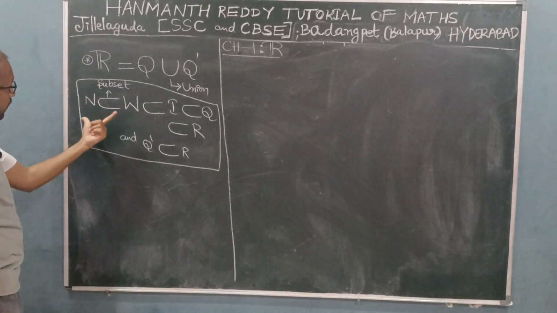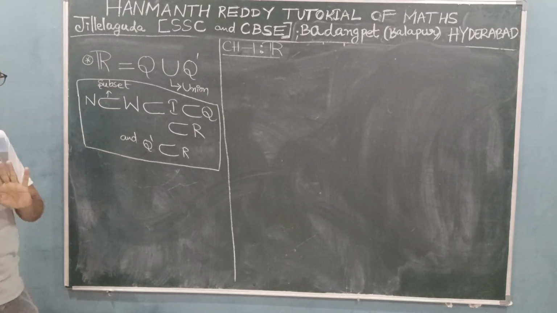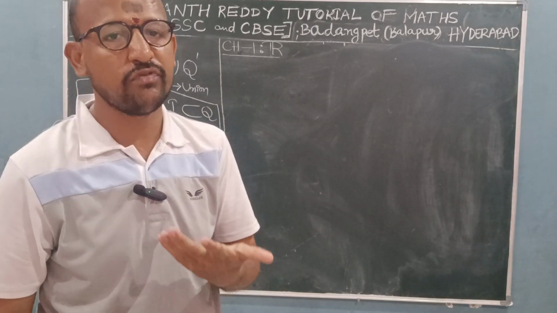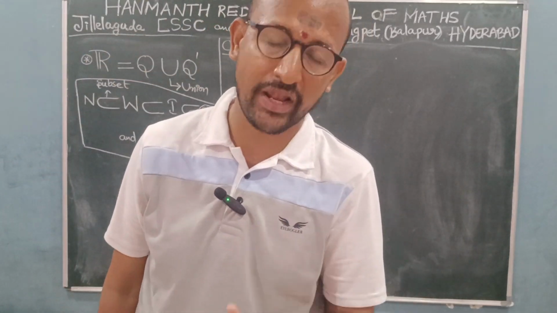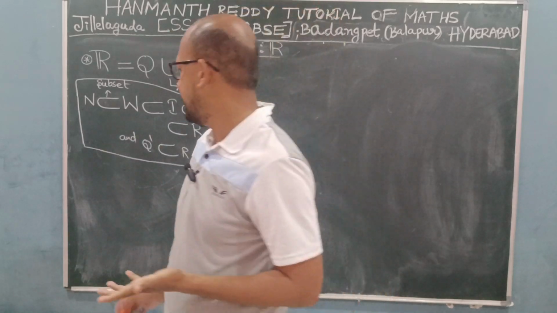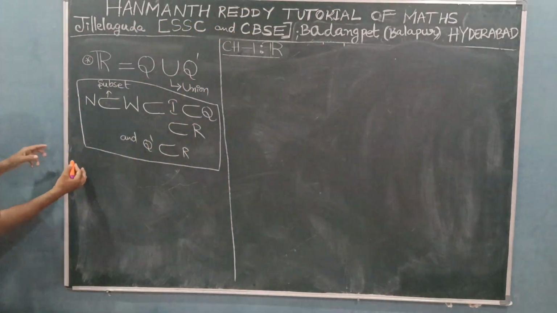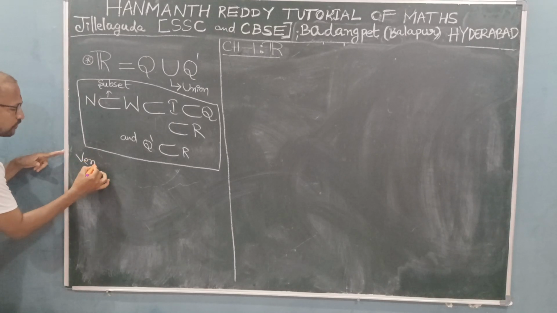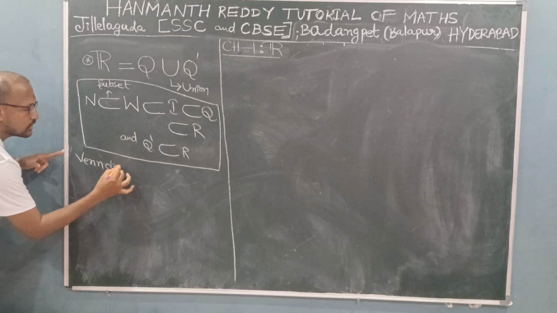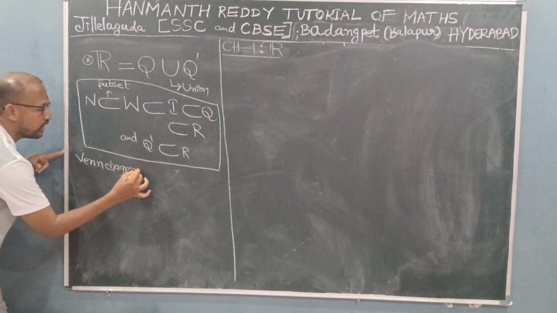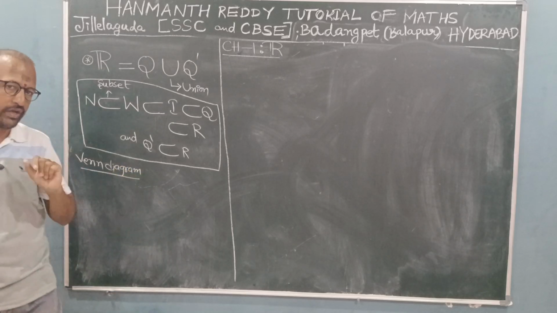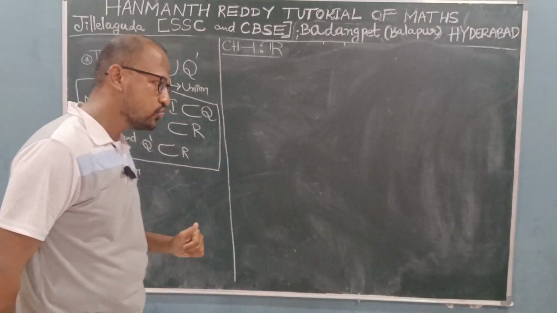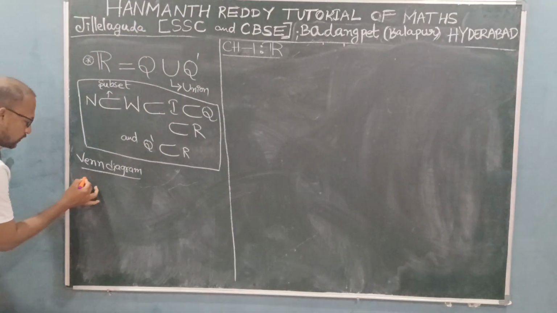Now this same thing we can represent in the form of a diagram, which was invented by a scientist called John Venn. I am representing this complete property in the form of a Venn diagram, because such types of diagrams were invented by the scientist John Venn. What is the property, sir?